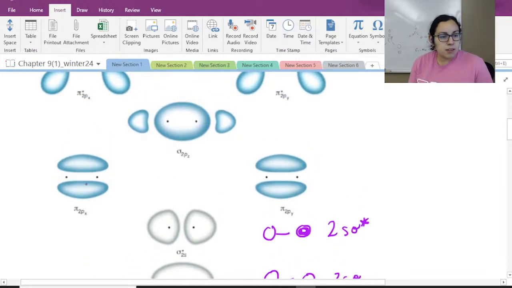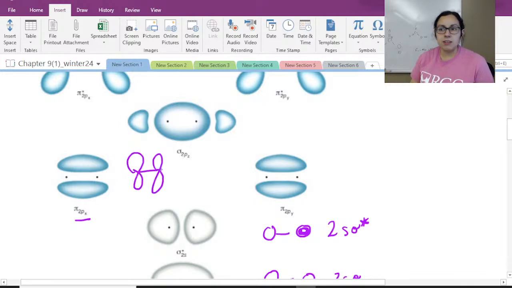But next, now these are our p orbitals. Notice they call them px. This would be from any in-phase px combination. It's showing the through-space pi bond here. That's what the pi is for, showing the through-space interaction. We usually denote it like this.